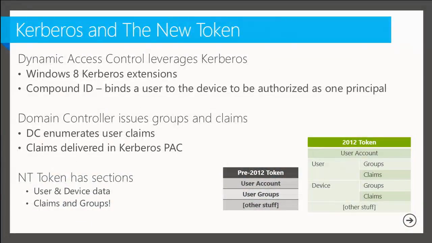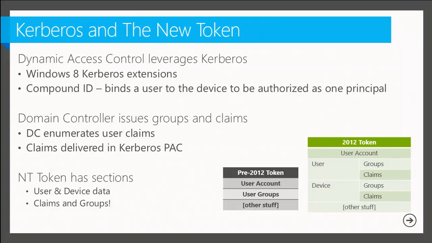Now, Kerberos. Important stuff. We do leverage Kerberos. There's no question about it. When we talk about device claims and user claims, we start talking about compound ID. What we've effectively done is we've extended the token. The token in the past has your user account, has your groups, but now we've taken it further. For users, we also store claims in the token. If you use device claims, device groups, we also put those into your token if compound ID is enabled.